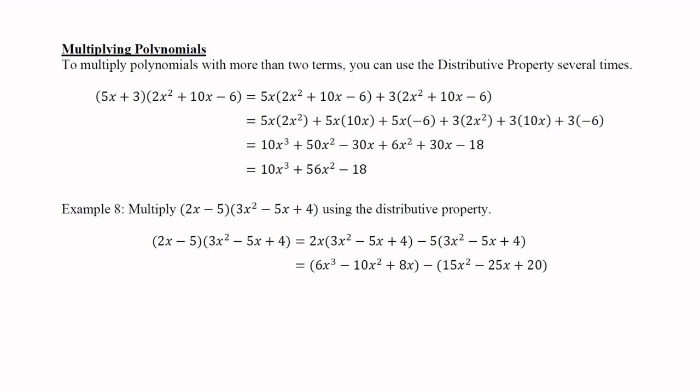Then let's distribute the negative sign across that second trinomial, and then combine our like terms to end up with 6x cubed minus 25x squared plus 33x minus 20.